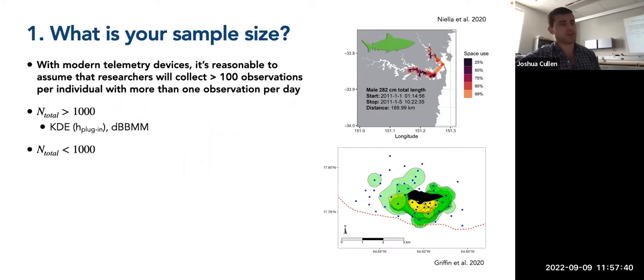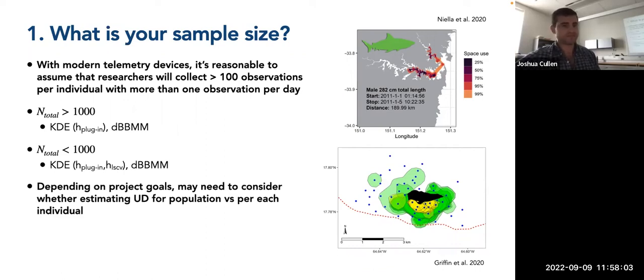If the sample size is roughly smaller than 1,000, again, this number is just subjective, if it's on the smaller end, then you can probably use either the plugin or the least squares cross validation method, or the dynamic Brownian bridge movement model. And notice here I'm omitting minimum convex polygons. And this is going to depend on your project goals.